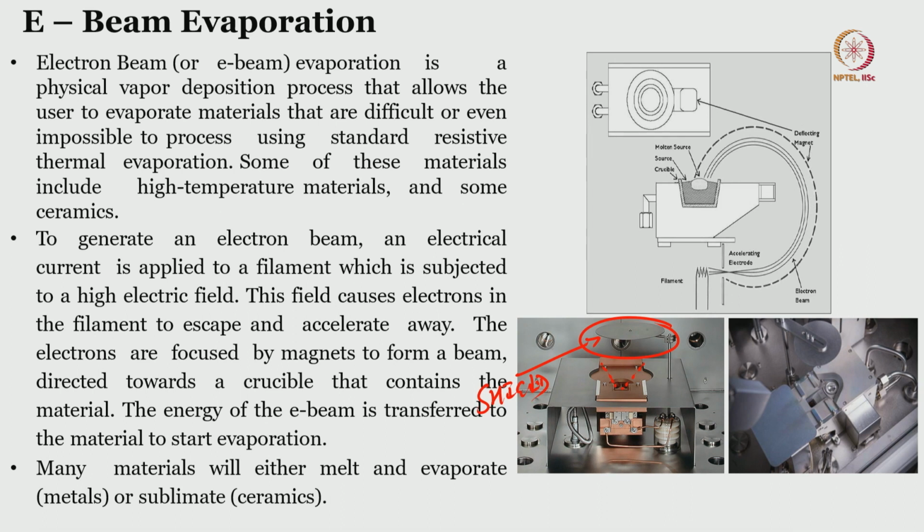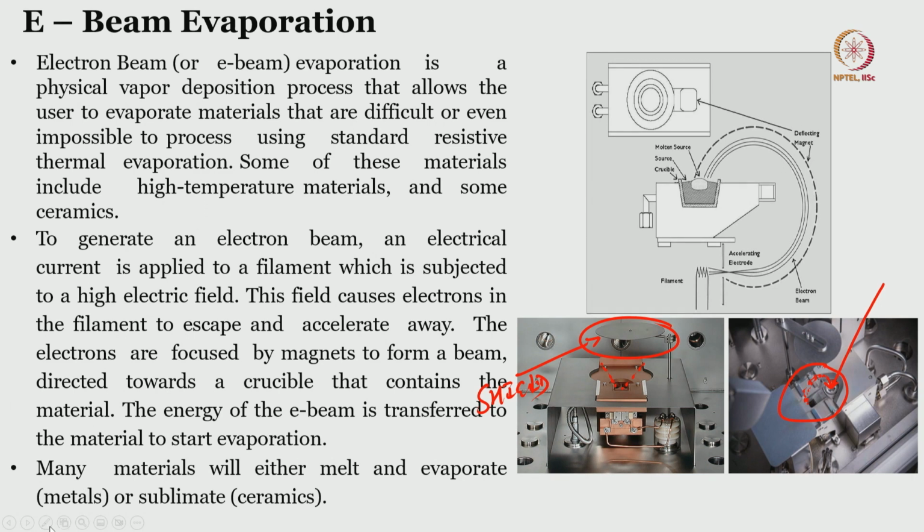Now, here you can see the source loaded onto the source holder or crucible. The source is loaded onto the crucible and the electron beam is generated. It comes from the bottom, from here, and it is incident on this source. It comes from here and then bends, and you can see the E beam.